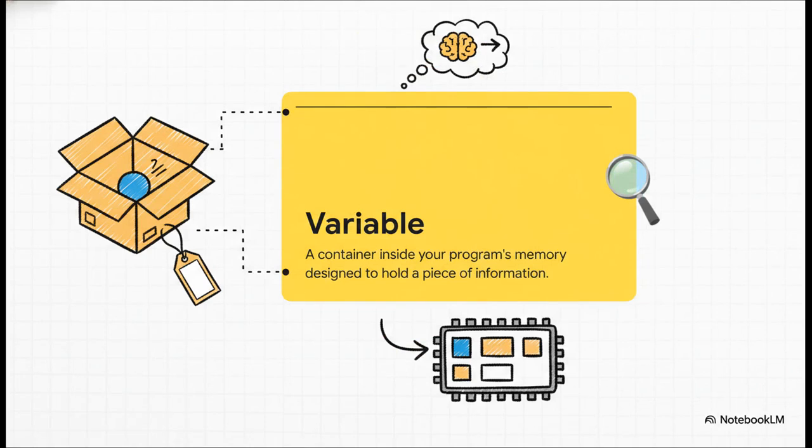And the solution is actually super simple. Just picture a little box, like a container, that lives inside your program's memory. All you do is slap a label on it, give it a name, and then you pop some information inside. Seriously, that's it. That's the whole big idea in a nutshell.